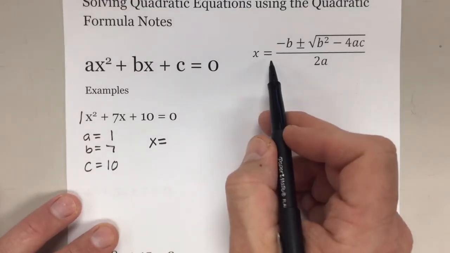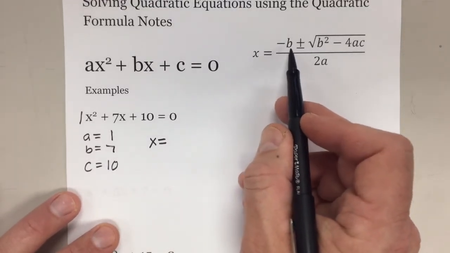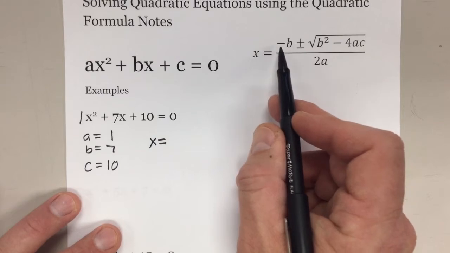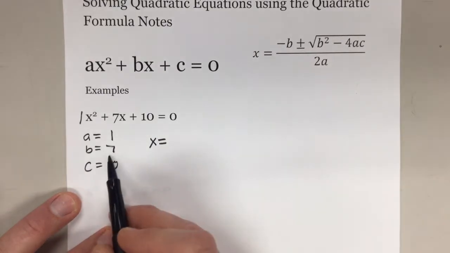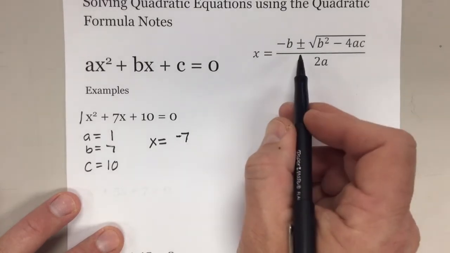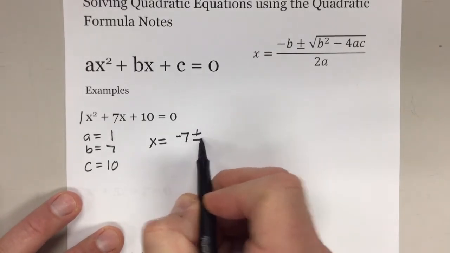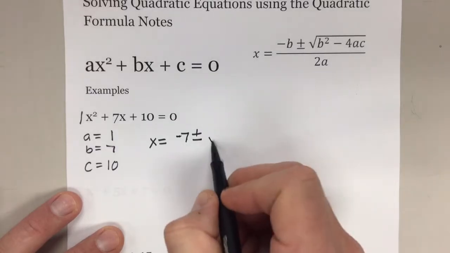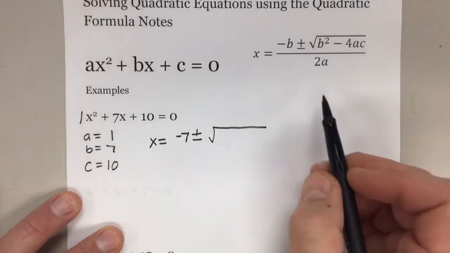So the equation always starts as x equals. Now, negative b just means whatever b is, I'm going to do its opposite. So b is 7, so I make it negative 7. Plus or minus is always part of the equation. The square root is always part of the equation.